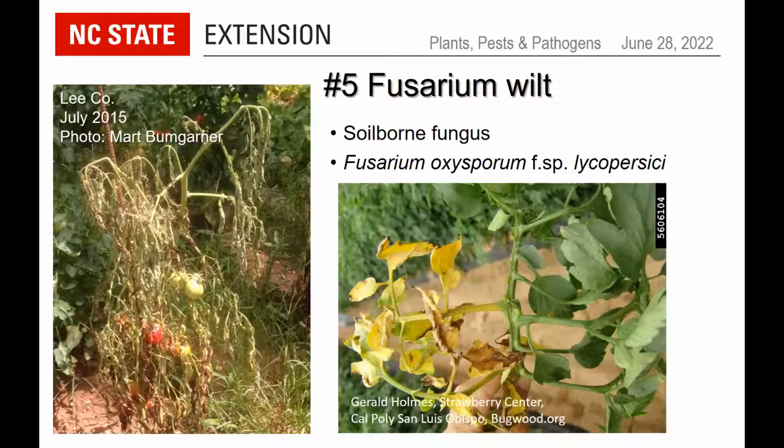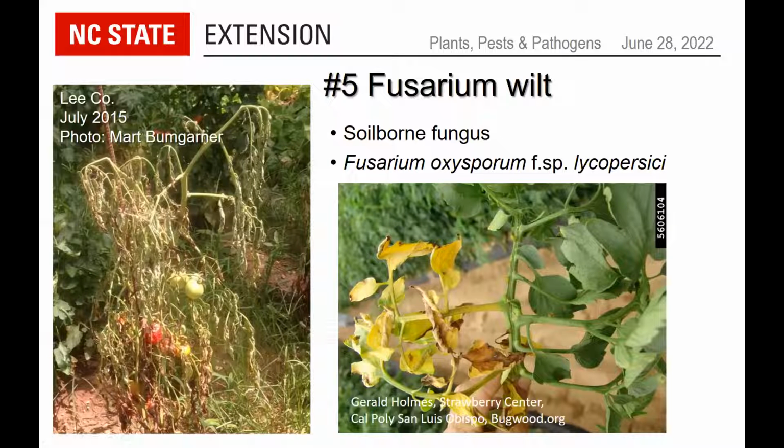Number 5, surprisingly, at least to me, was Fusarium wilt. This is a fungus as well, but it's one that's in the soil. I'm giving the full name here because it's an interesting situation. Fusarium is the genus, and oxysporum is what we call the specific epithet. Together, Fusarium oxysporum is the species, but there are a lot of these that affect and are specific to particular plant hosts. This one is specific to tomato, so it's called forma specialis lycopersicii.